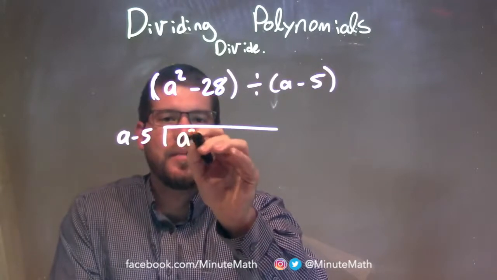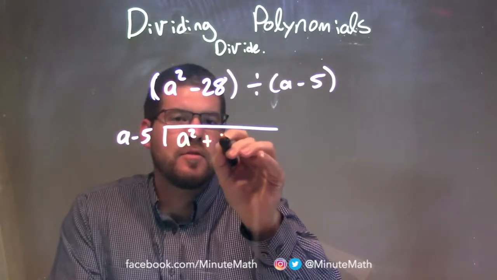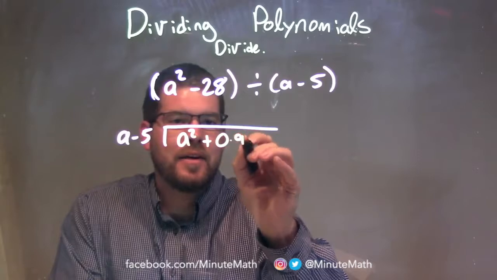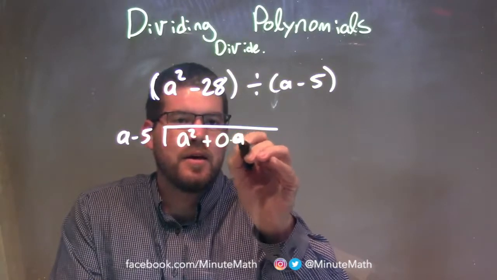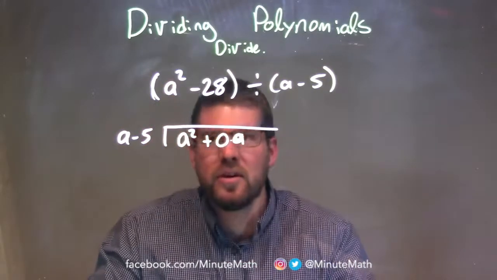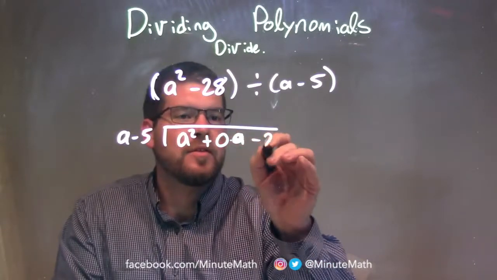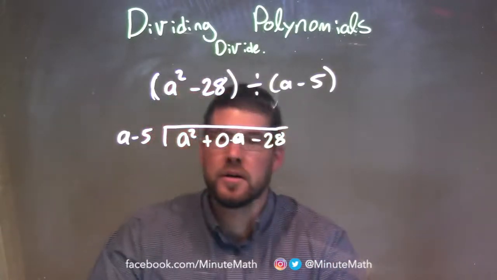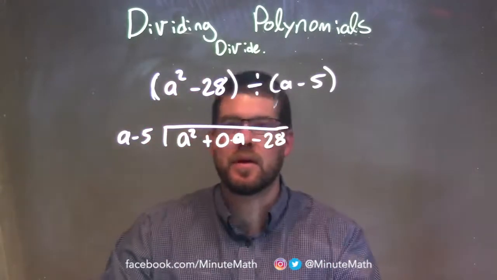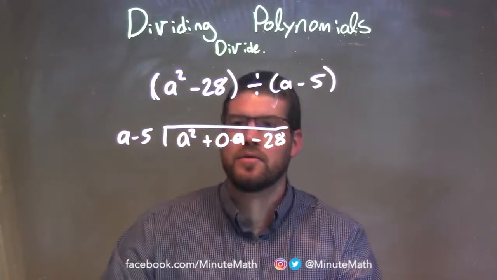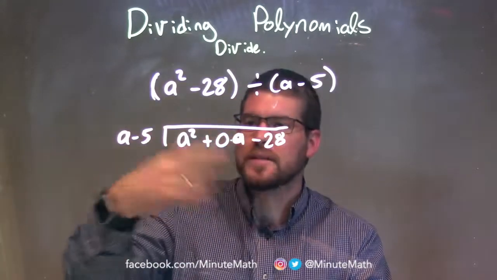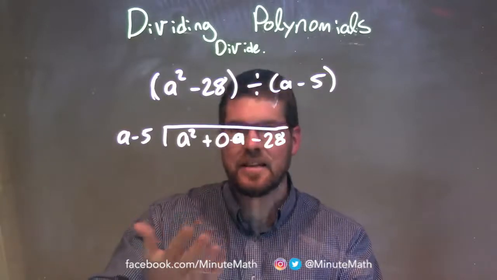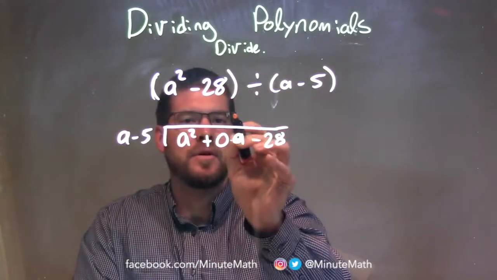So we're going to have a squared, and we're going to do plus 0 times a. 0 times a is really 0, it's not really there, but it helps us create a place value for our long division. So I recommend that, okay? Now what we have to ask ourselves is, what times a gives me a squared? Easy, that's a. But now I have a place value for it.